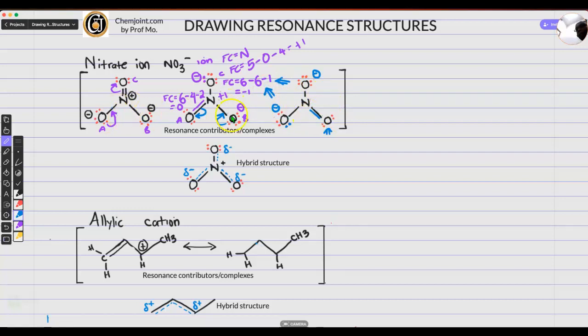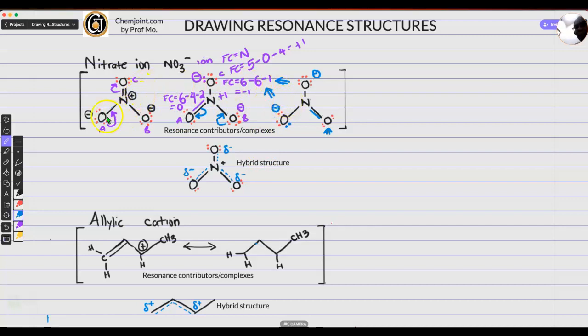These are the three formal charges. These are the three resonance contributing structures of a nitrate. Which one is most favored? None of them, because they are equal. They are equal in stability. We'll discuss that in a different lesson.